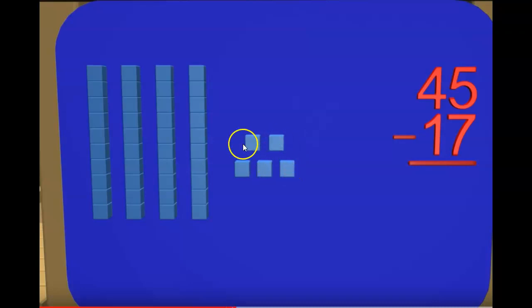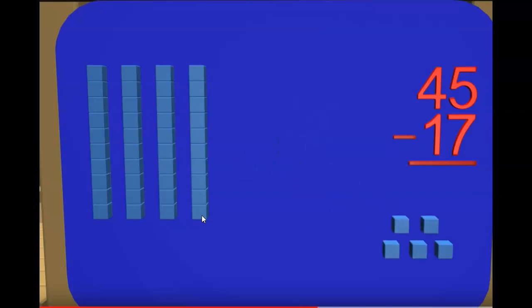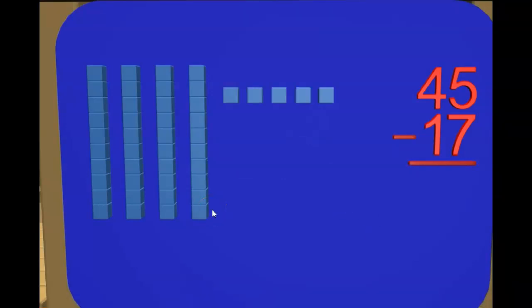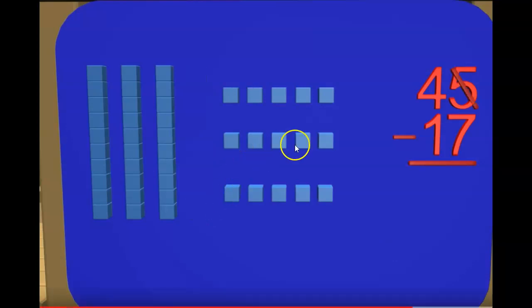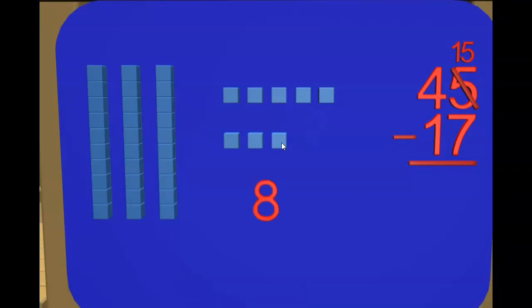Again, I can't take 7 away from 5. There are only 5 there. So just like we talked about in our What Do I Need to Know section, I'm going to have to take a 10 and break it apart or regroup it so that I can take away 7. Now I have enough that I can take away 7 because I have 15. So I'm going to cross that off and put my 15. Now when I take away 7, how many are left? Good. I have 8 left.